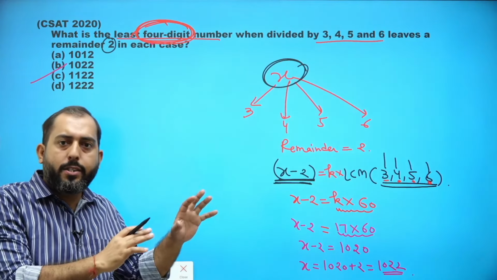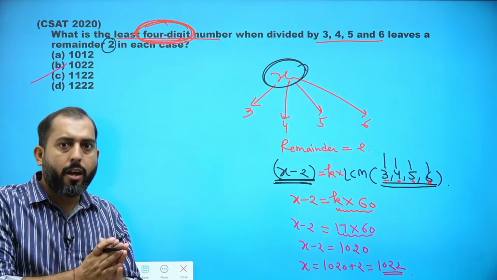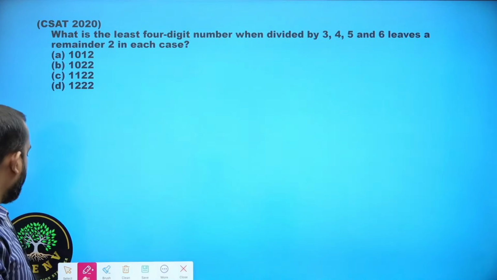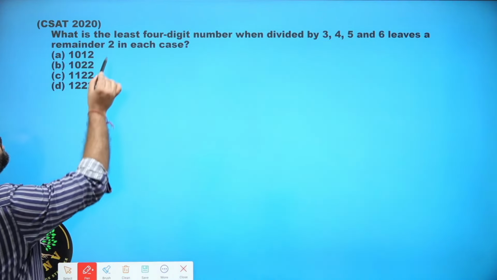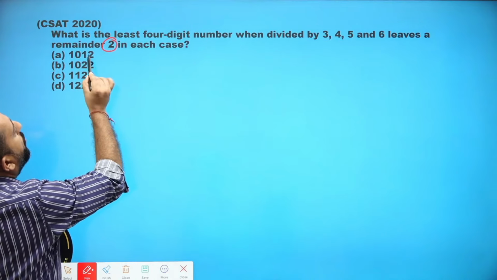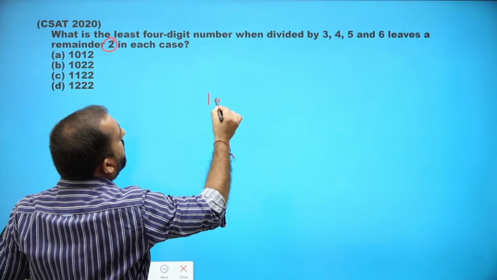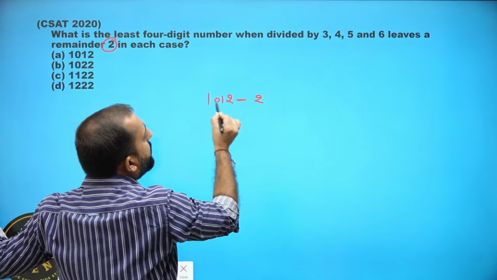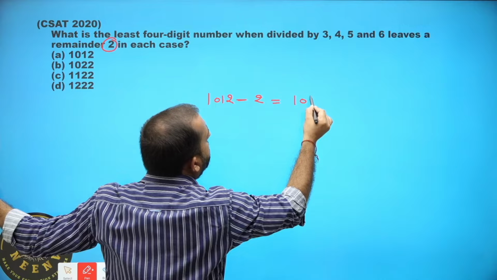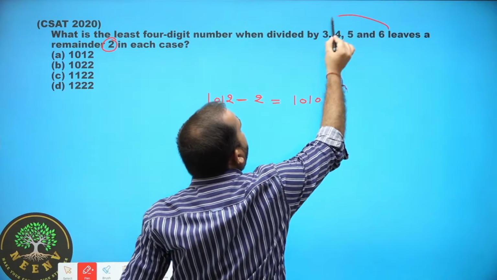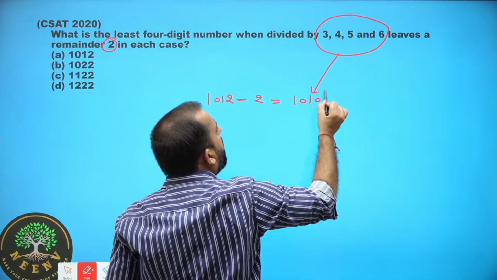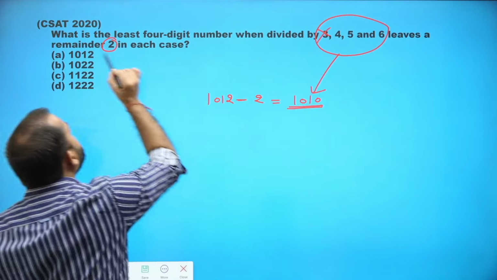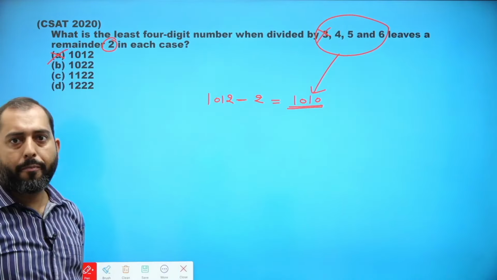So this is the LCM way of solving this question. What else we can do here? Let's understand that as well. Now see, remainder is 2. So if option A is the right answer, then by diminishing this option by 2, the resultant should be divisible by each of these given numbers. You can see 1010 is not divisible by 3, hence option A is not the right choice.